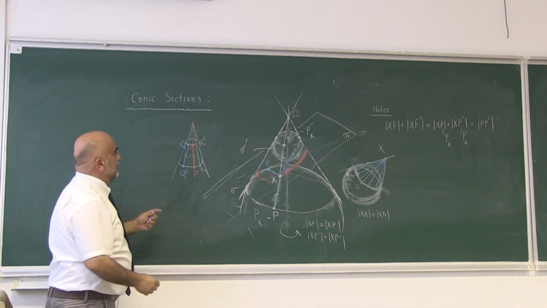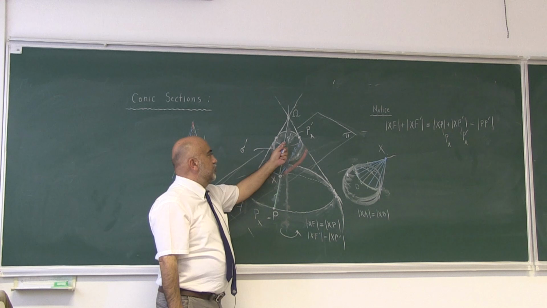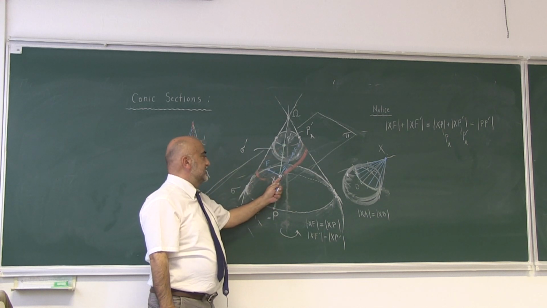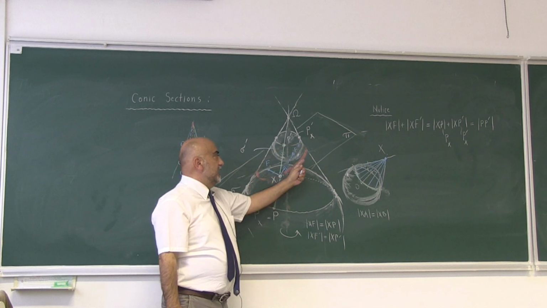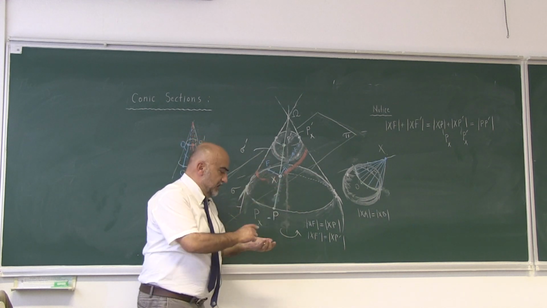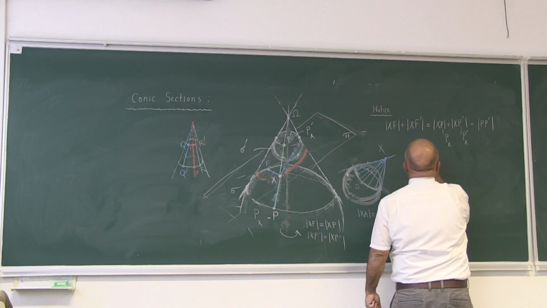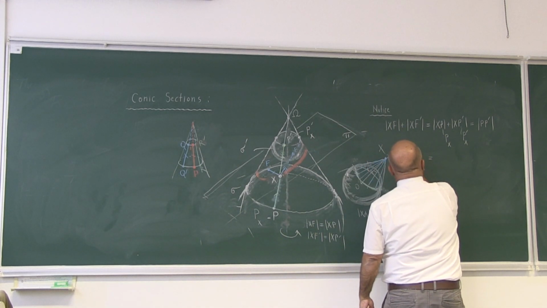So what does it mean? It means that although the points P and P prime depend on the choice of x, as x moves along the curve, the length of the line segment PP prime is independent of the position of x. So this is a constant.